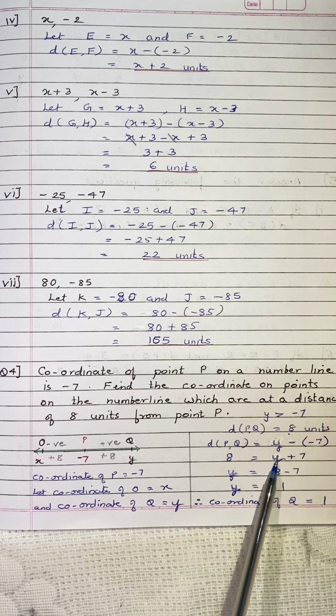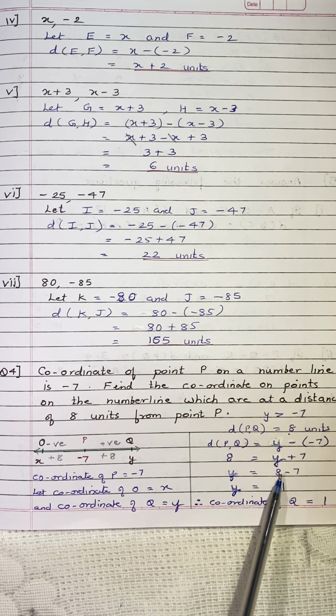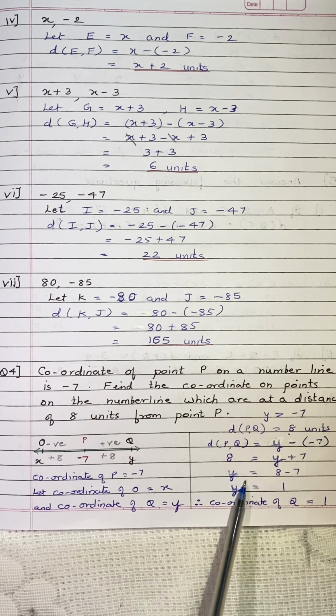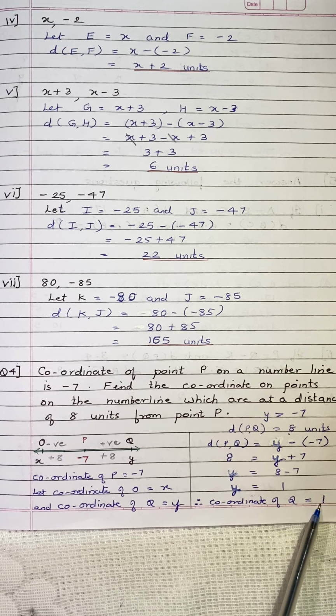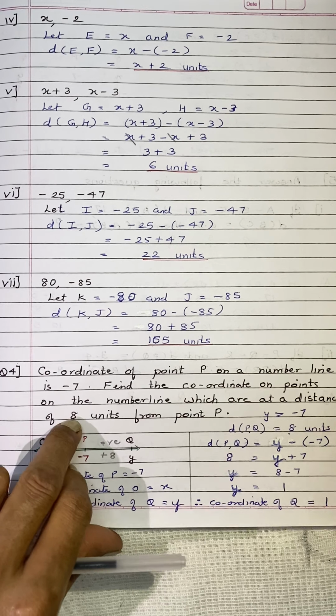8 is equal to y plus 7. Y is equal to 8 minus 7. Y comes here and 8 goes here. So it is 8 minus 7. So y is equal to 1. Therefore, the coordinate of Q is equal to 1.